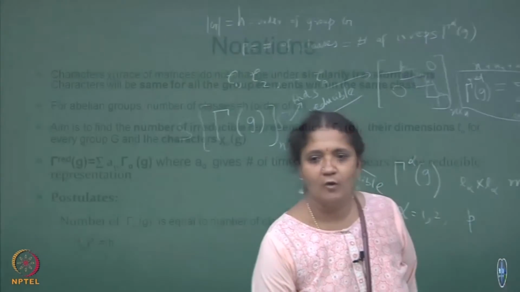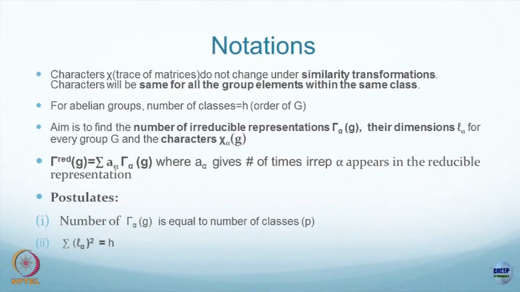properties which follow. I showed these things for abelian groups. Number of classes is also the order, so you will get the number of irreps to also be equal to the order of the group. And then you need to find out the reducible representation also. Now I put it in here, but you understand the notation. A alpha is the number of times an irrep alpha appears in the reducible representation. Is this clear?